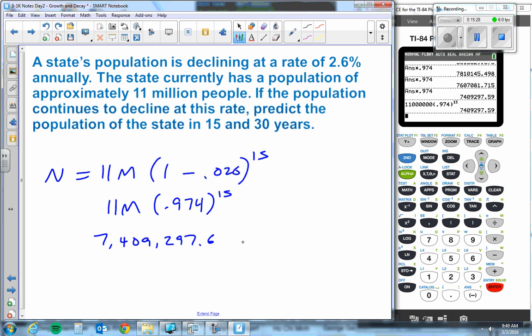Huh? What are we talking about here? People, yes. I expect you to put units on your answers on every application problem all year long.